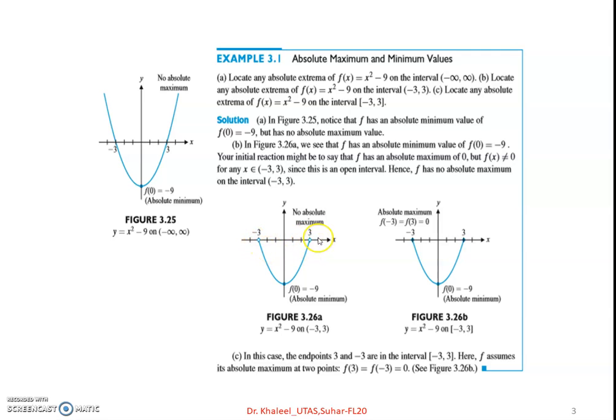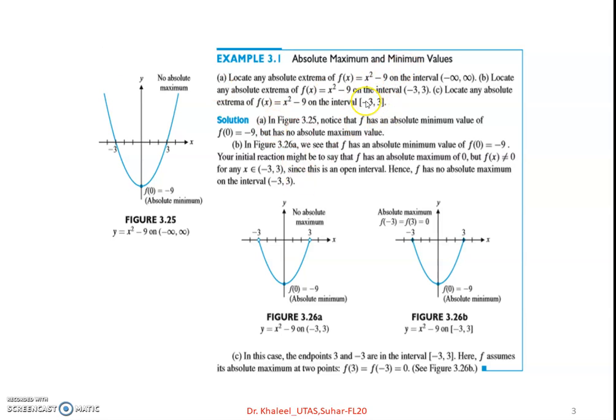These two cannot be absolute maximum. The reason is, here they are open intervals. So for this graph, for this interval, we have an absolute minimum, but there is no absolute maximum. Same for this. Although I reduce the interval in this way, because of the open interval, there is no absolute maximum here.